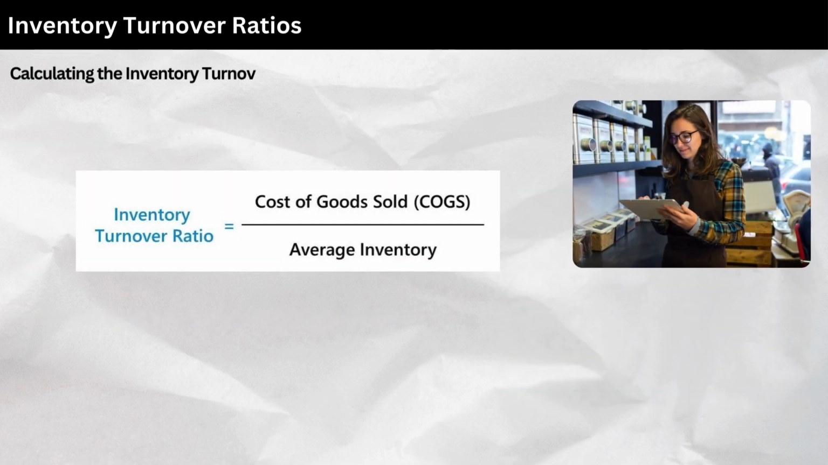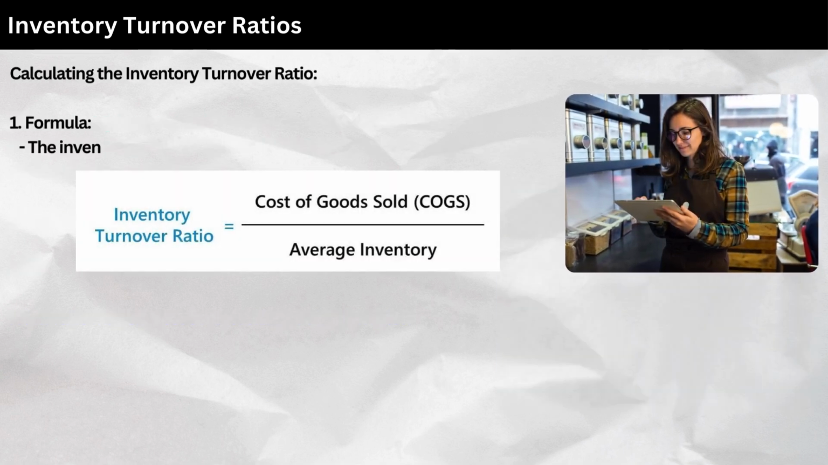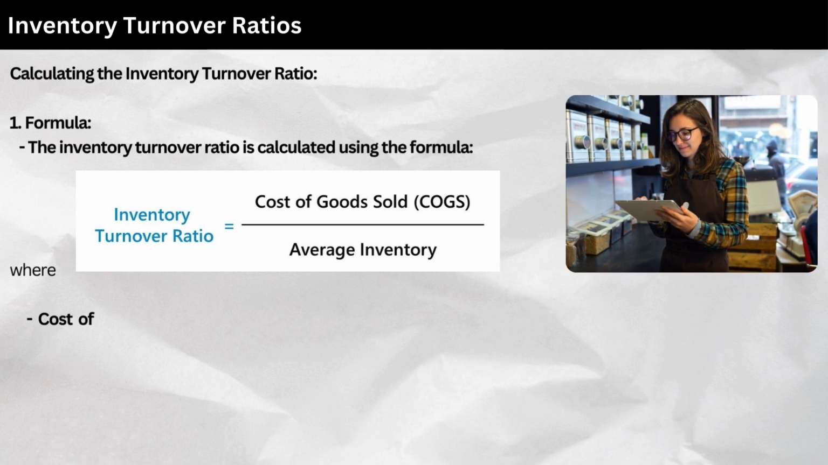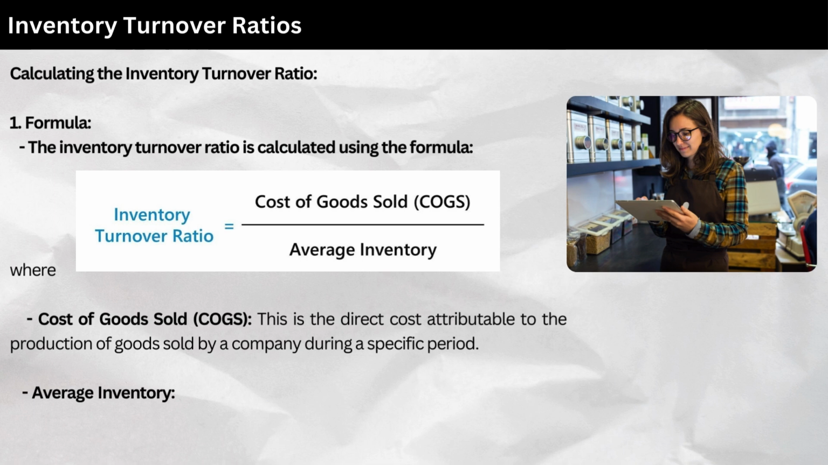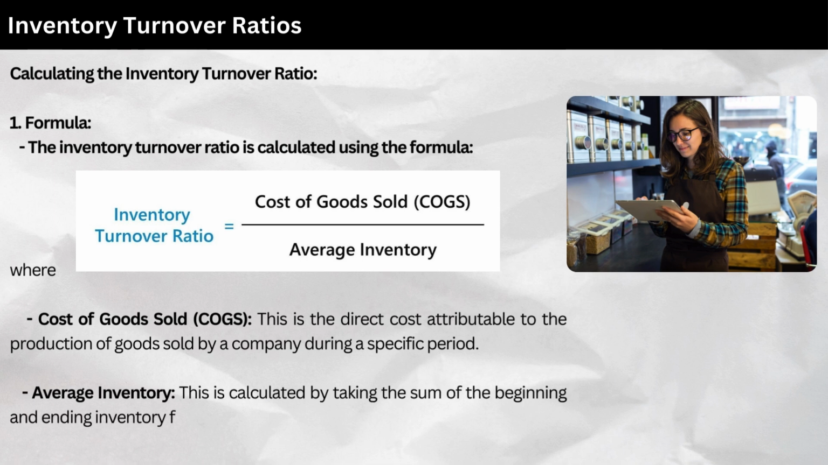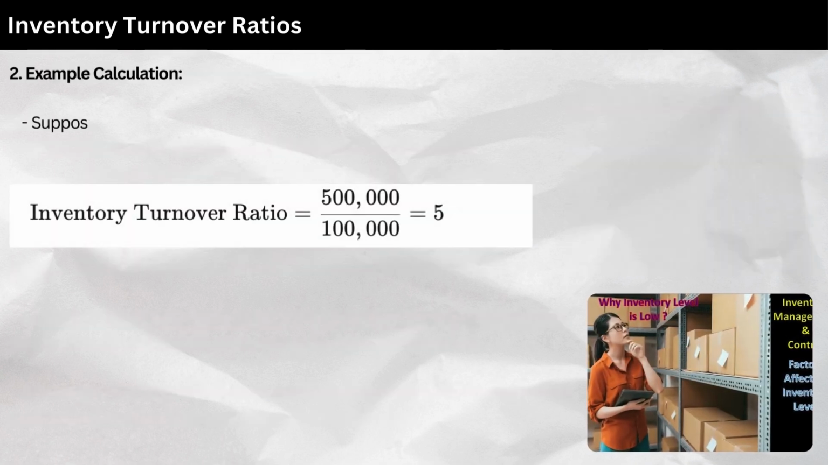Calculating the inventory turnover ratio. 1. Formula. The inventory turnover ratio is calculated using the formula, where cost of goods sold, COGS, is the direct cost attributable to the production of goods sold by a company during a specific period. Average inventory is calculated by taking the sum of the beginning and ending inventory for a period and dividing it by 2.